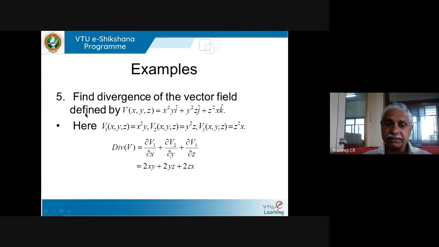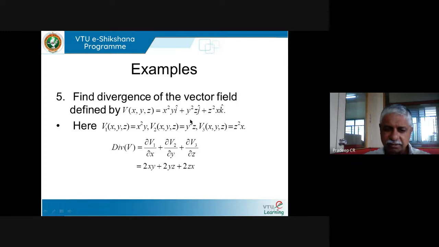So let us check this. Find the divergence of this vector field: x squared y i plus y squared z j plus z squared x k. So here V1, the coefficient of i, is x squared y. V2, the coefficient of j, is y squared z. V3, the coefficient of k, is z squared x. Now you take del V1 by del x: x squared y, you differentiate, you get 2xy.